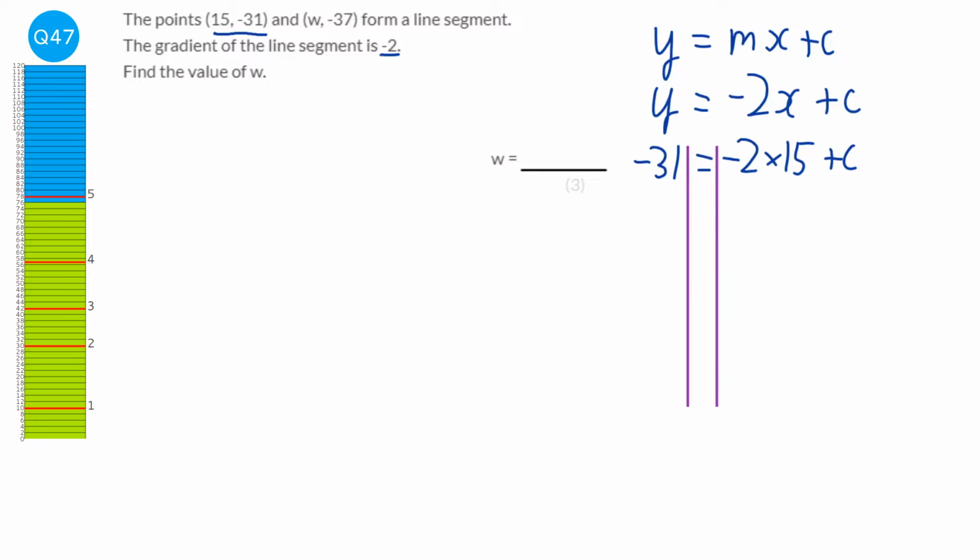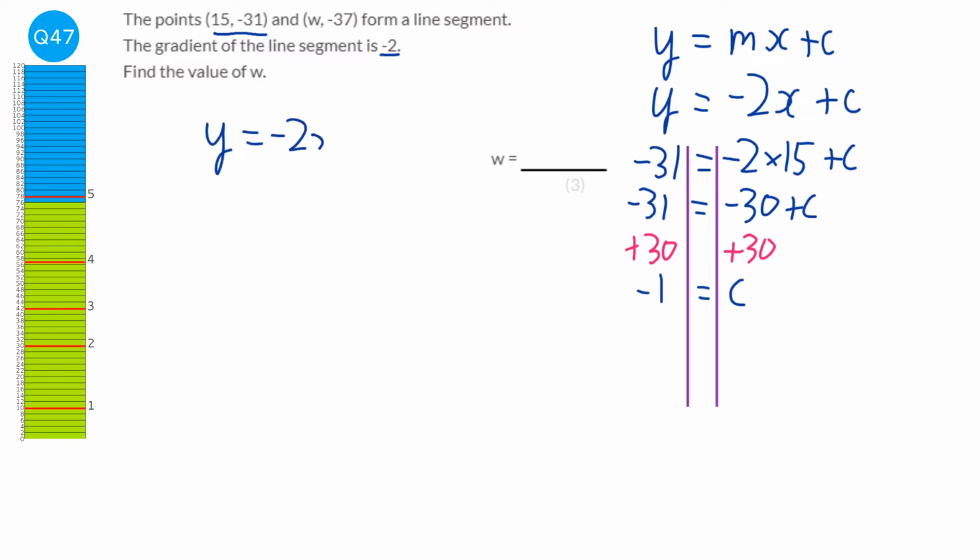So first thing I'm going to do is, well, just tidy this up. 2 times 15 is 30, so minus 30 plus c. And I'm just going to add 30 to both sides to get c on its own. So that would be minus 1 equals c. So c is minus 1. So we now know that the equation is y equals minus 2x minus 1. And we're told that the y is minus 37. And we're looking for the x value, which they've called w.